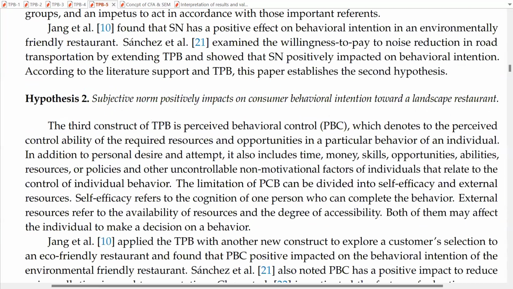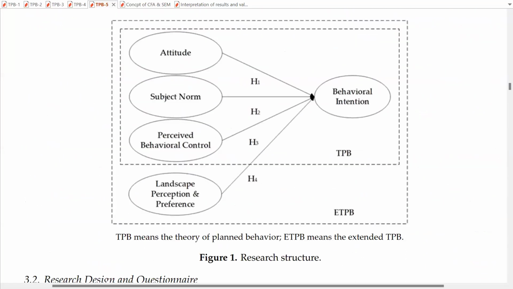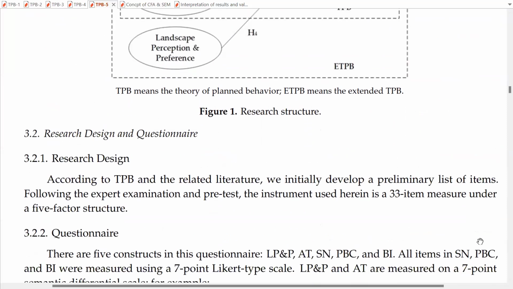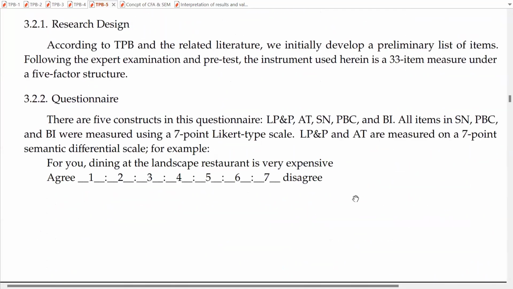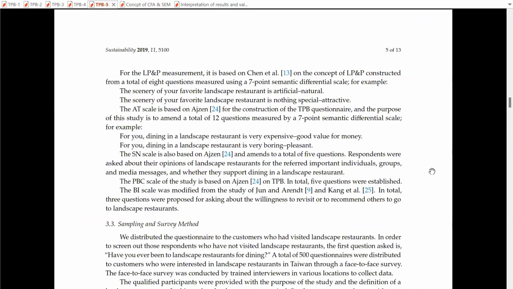Here you can see the hypothetical model. There are a total of 5 constructs: attitude, subjective norm, perceived behavioral control, and the researcher added one component, that is landscape perception and preference. So why did he include this particular construct? What was the purpose? Then he described in the research methodology part why he added these particular questions. Is it clear?